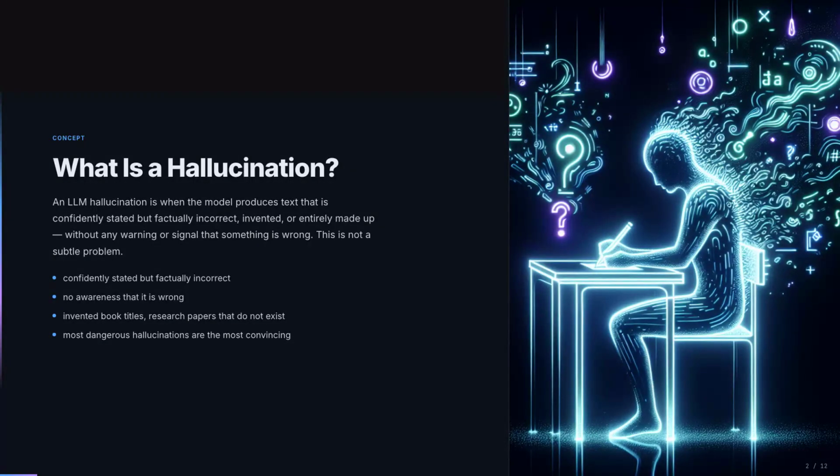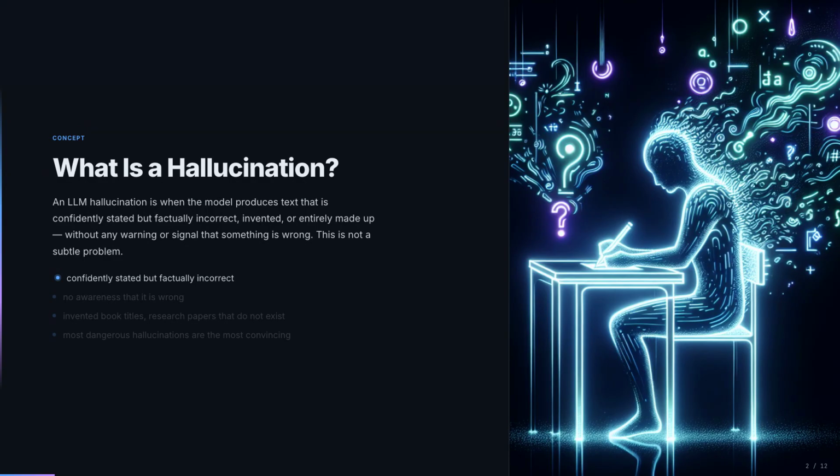An LLM hallucination is when the model produces text that is confidently stated but factually incorrect, invented, or entirely made up, without any warning or signal that something is wrong. This is not a subtle problem. The model states falsehoods with the same smooth, authoritative tone it uses for perfect truths.